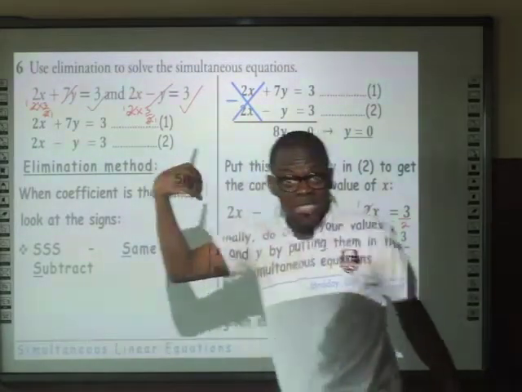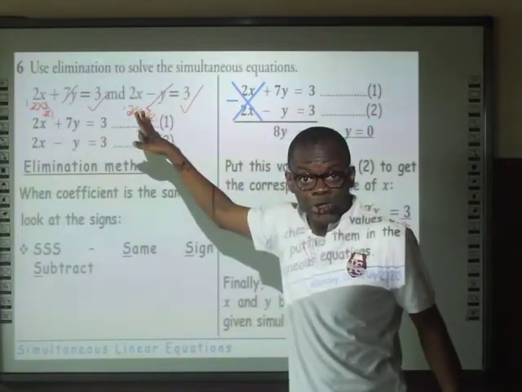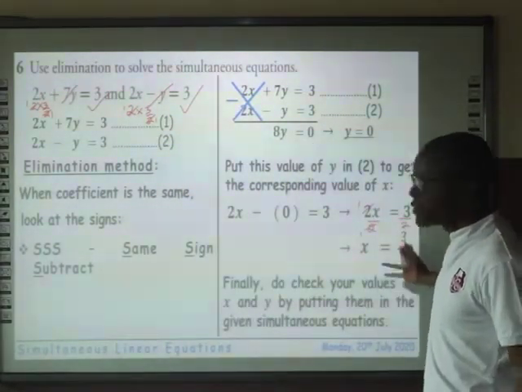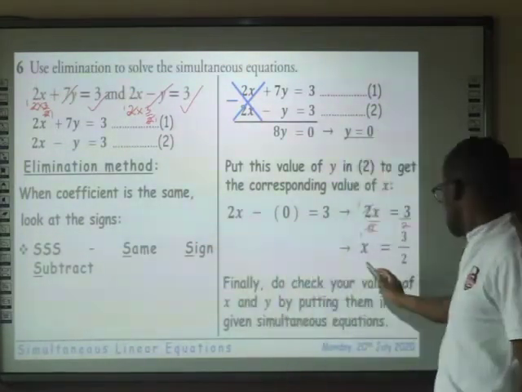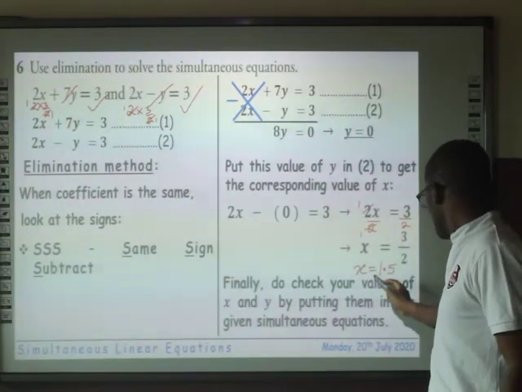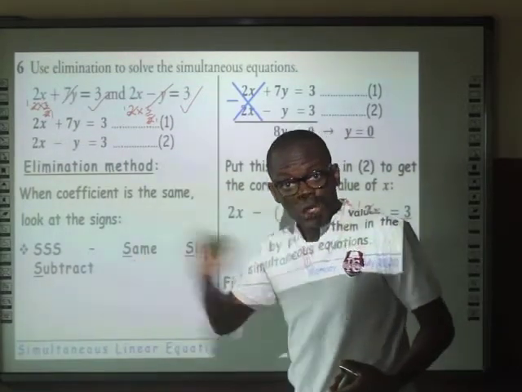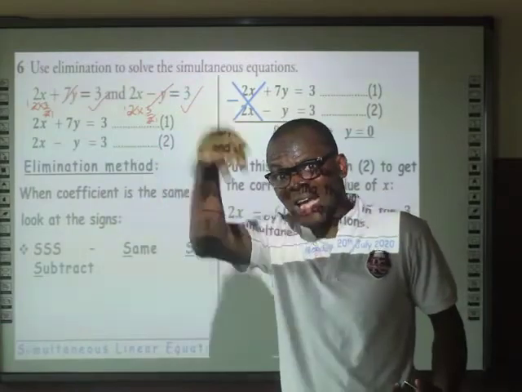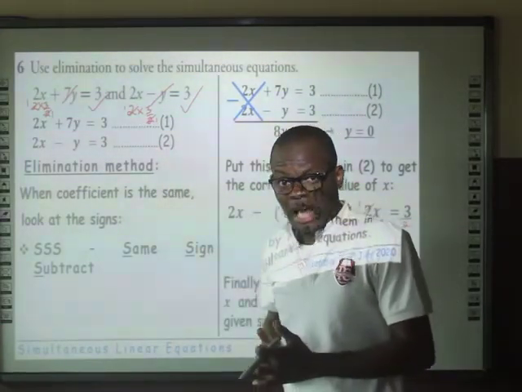So undoubtedly, for the solution of this given pair of simultaneous equations using the elimination method, x is 3 over 2 and y is 0. Or if you prefer, you can also write that x is 1.5, which is also perfectly acceptable. So far, so good. I'm sure you all can now see how we use the substitution method and the elimination method in solving any given pair of linear simultaneous equations.